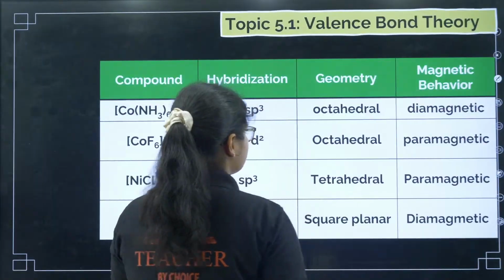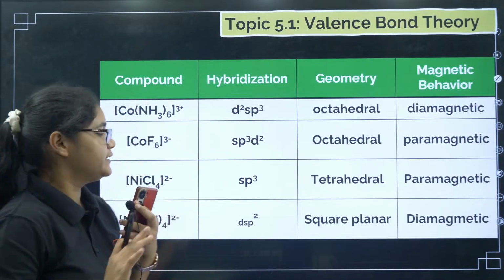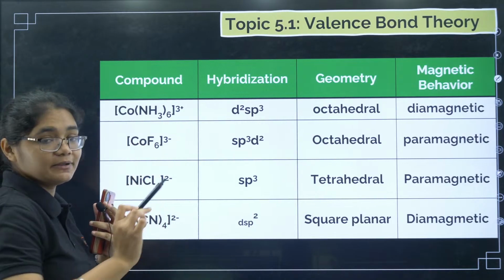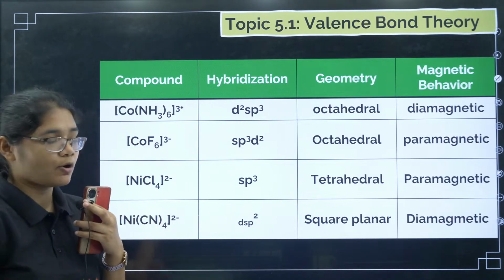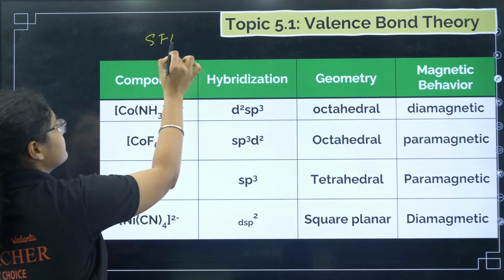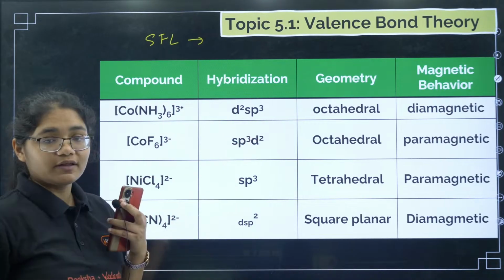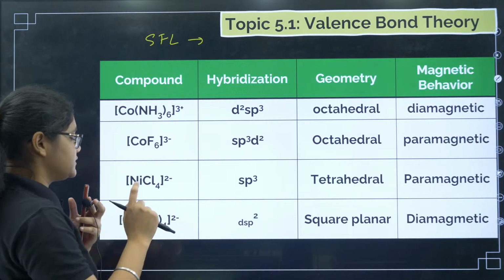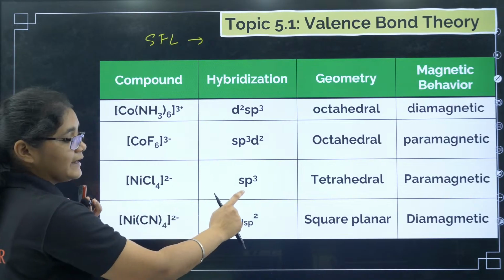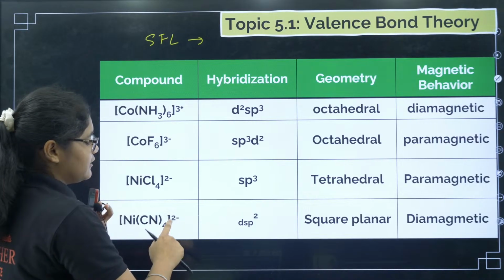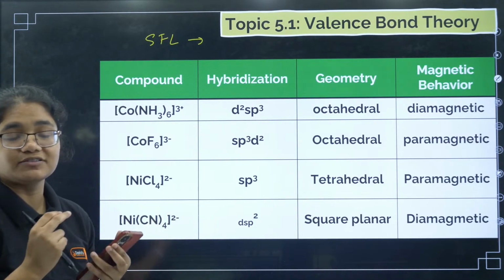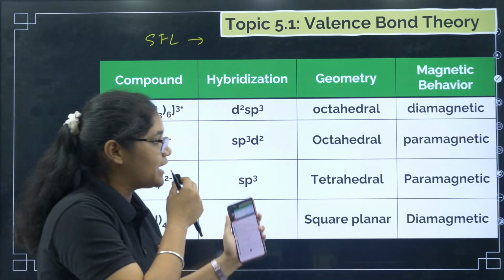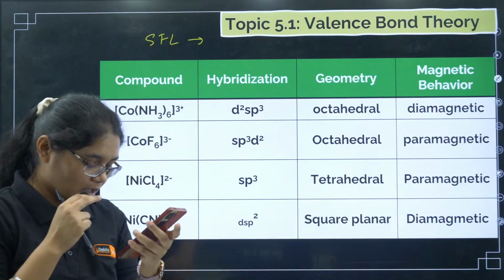Okay. So students, for valence bond theory, these are the things that you should remember. In valence bond theory there are certain compounds which will be asked in the example. So this table is very, very important. If there is a strong field ligand, then most of the time it will be d2sp3 hybridization. For weak field ligand it is sp3d2 hybridization. For coordination number 4 and weak field ligand, sp3 hybridization, and for Ni(CN)4 strong field ligand it will be dsp2 hybridization. So you have to remember this table. You can solve questions easily. You have to remember the hybridization, the geometry and the magnetic properties.